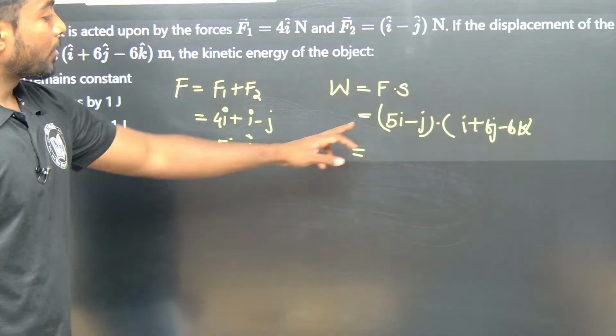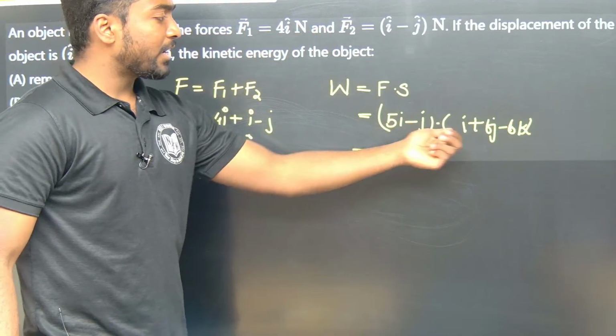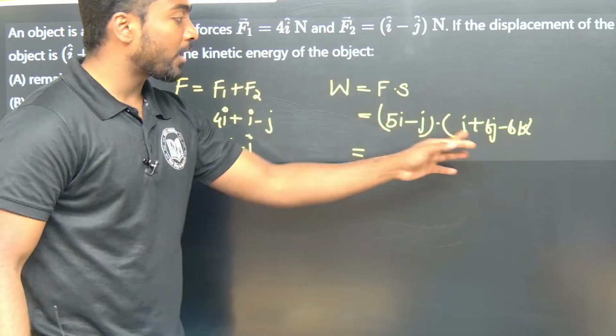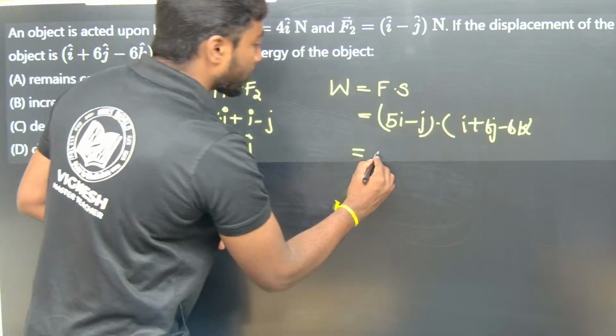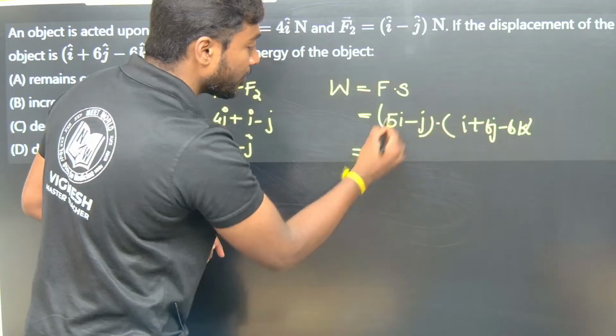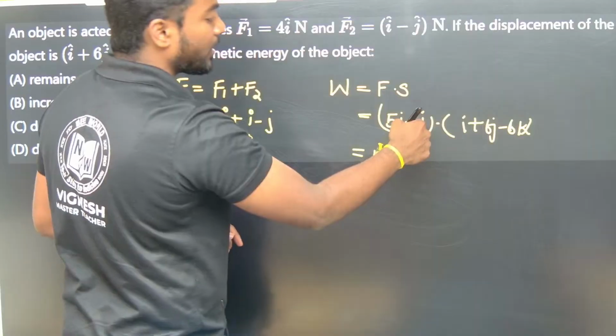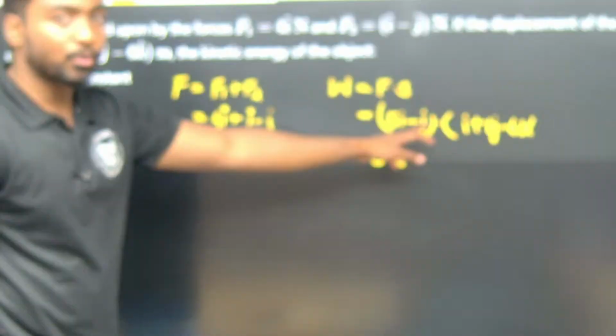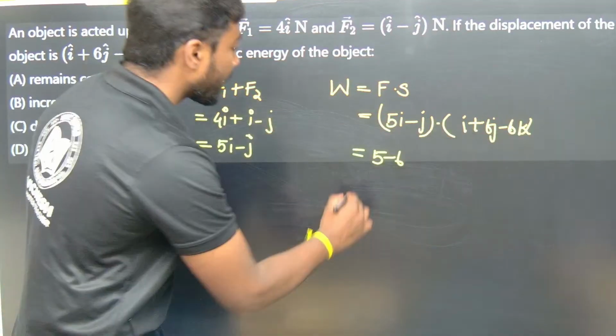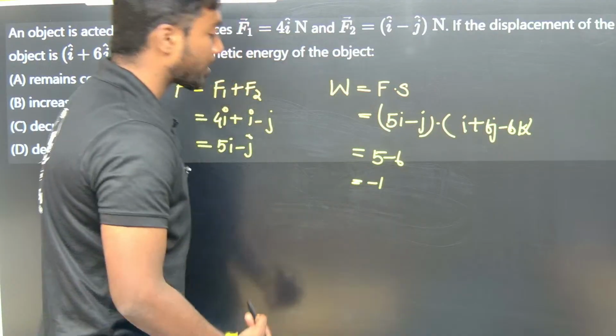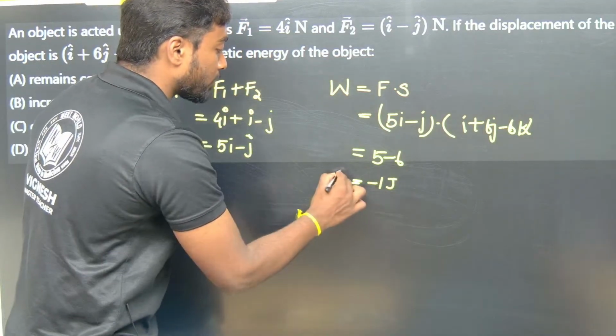So dot product in the sense, ij is 0, ik is 0, ii will be 1. So 5 into 1 is 5, minus 1 into plus 6, minus 6. Here k term is not there, so 0 into k is 0. So answer will be minus 1 joule. So this is the work done.